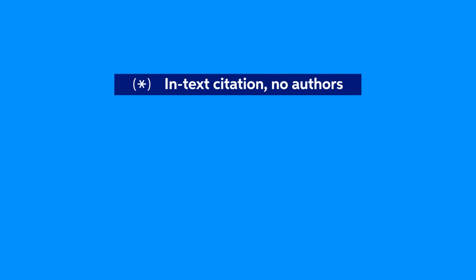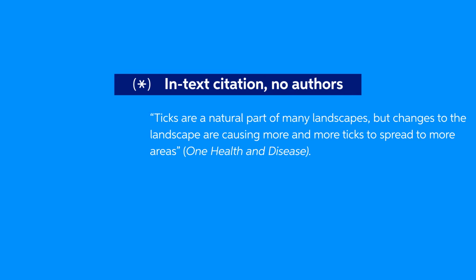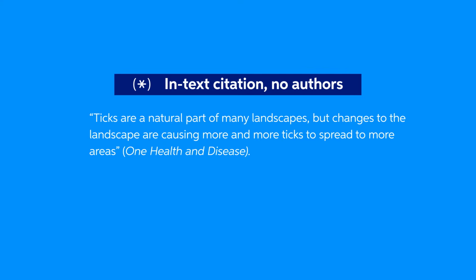The in-text citation for a website without an author is noted with the first word or words in the title in italics and surrounded with parentheses, followed by a period. For the website we used as an example, the in-text citation would be written like this. As you can see, only the first part of the title is used.